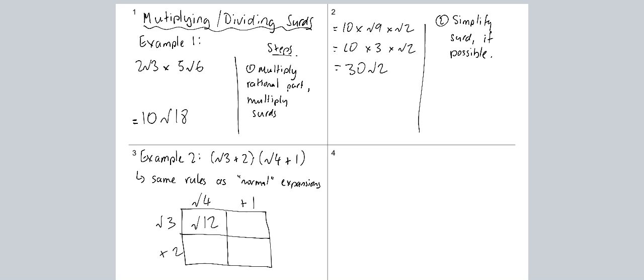Some of you might simplify that in your head at some point and go straight to 2 root 3. That's good as well, but you don't have to. 2 times root 4 is just 2 root 4. Root 3 times 1 is root 3, and 2 times 1 is 2. So there's my 4 components.